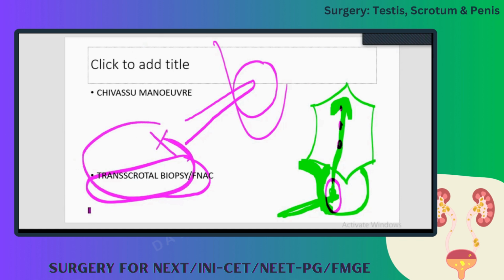This is avoided. So how to differentiate whether it is malignant? You have opened the testis. Once you open the testis, you can just bivalve the testis and see whether there is malignancy inside or not. This is known as Chevassu maneuver. Open the testis, look inside, and if you want to send a biopsy, do it at that time, but not before. You should never do a transscrotal biopsy.